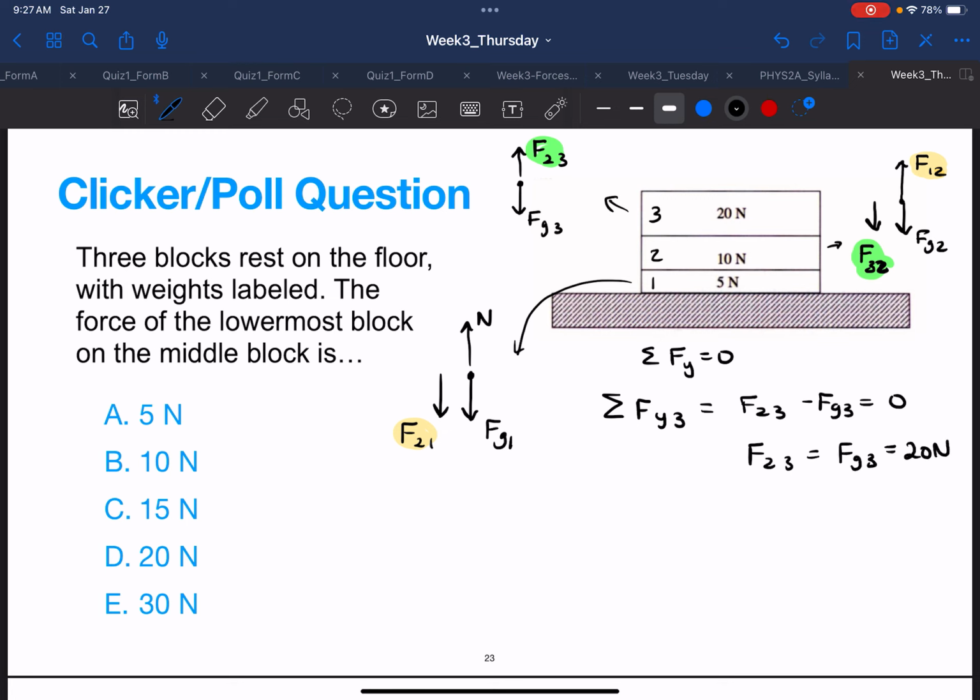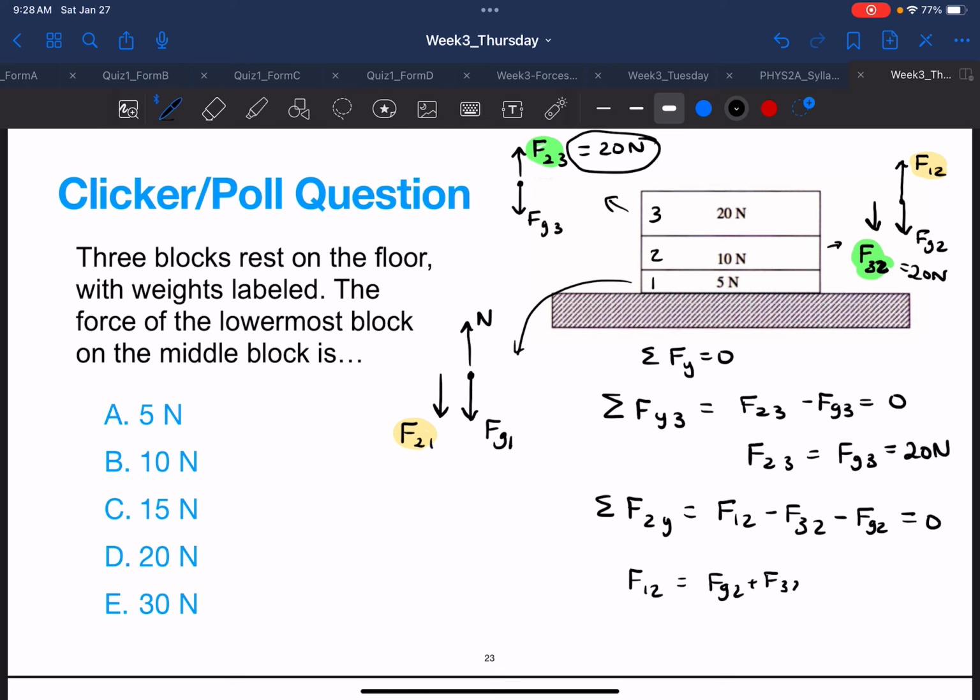So when we do the sum of the forces on block number 2 in the y direction, we get F12 minus F32 minus F gravity 2 all equals 0. So that tells us that F12 is equal to Fg2 plus F32. Well, force of gravity of block 2 is 10 newtons. 10 newtons plus, we just found that F23 is 20, and we know F23 is the same magnitude as F32, so that's also 20 newtons. That tells us F12 is equal to 30 newtons.